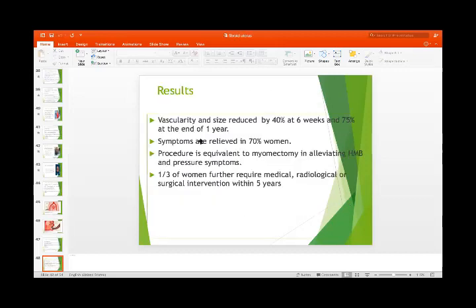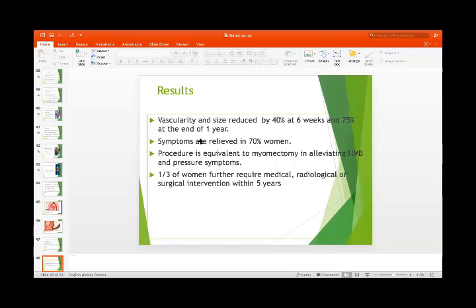The results. What are the results of this? Vascularity in the size is reduced by 40% at 6 weeks and 75% at the end of 1 year after uterine artery embolization. Symptoms are relieved in 70% of women. The main symptom is menorrhagia. The procedure is equivalent to myomectomy in alleviating menorrhagia and pressure symptoms.